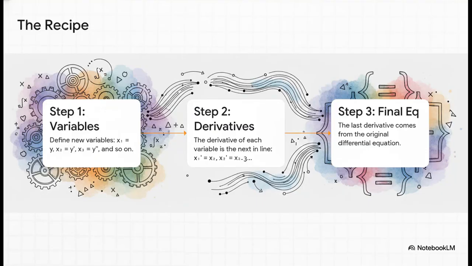Step 1, we define a chain of new variables. x1 is just our original function, y. x2 is its derivative, y prime. x3 is the second derivative, and you just keep going. Now, step 2 is the easy part. It's almost a freebie. The derivative of x1 is just x2. The derivative of x2, it's x3. See the pattern? The only place you have to do any real work is step 3, where we use our original equation to figure out the very last derivative in the chain.